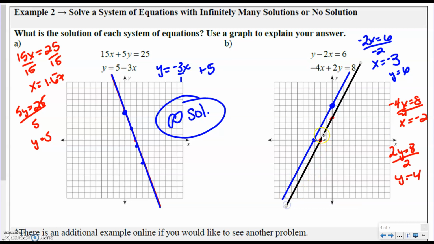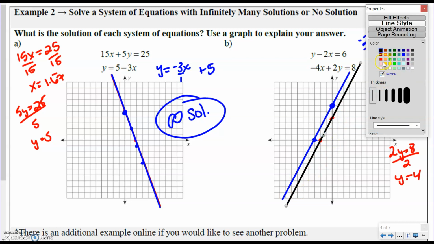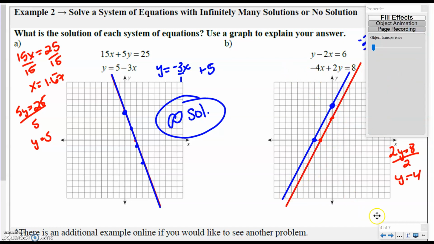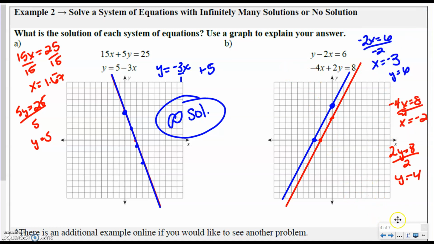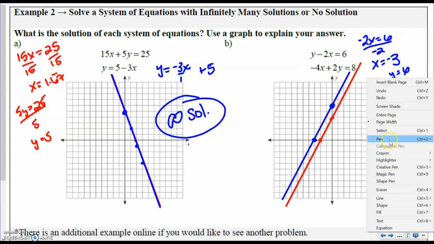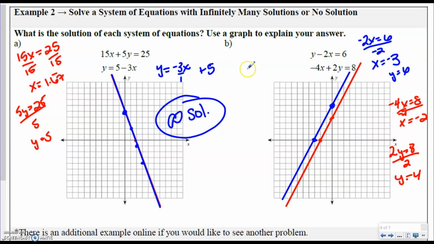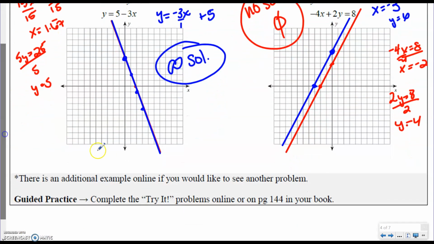nice and straight through those two lines, you're going to notice that I have parallel lines. Well, if we don't ever cross, we cannot find a solution. So this is a case where we have no solution. So you can write no solution, or you can type in or write in empty set. Okay, there is an additional example online if you want to check this out just to get more help. Otherwise, try it problems and type your answers in.